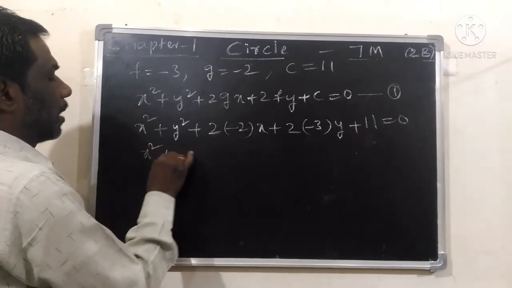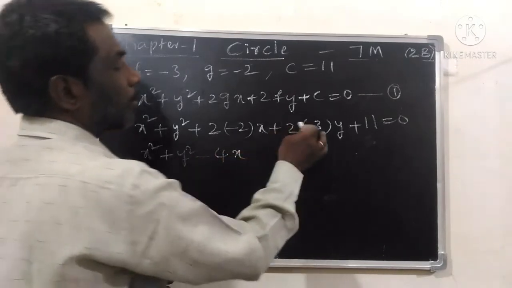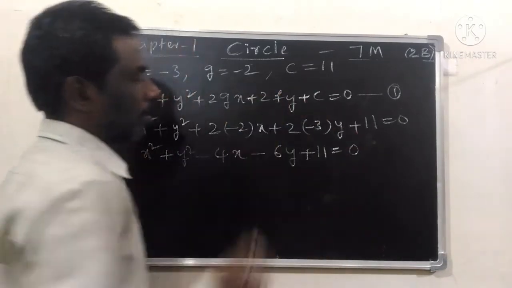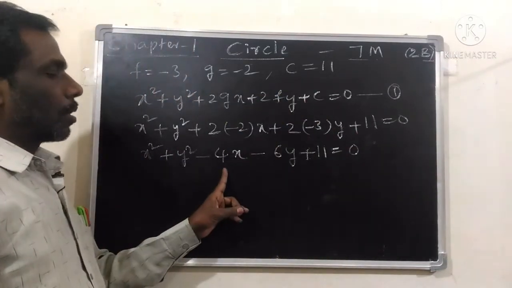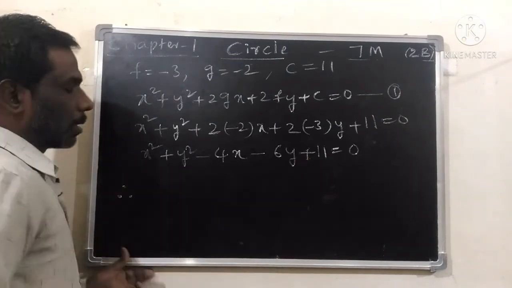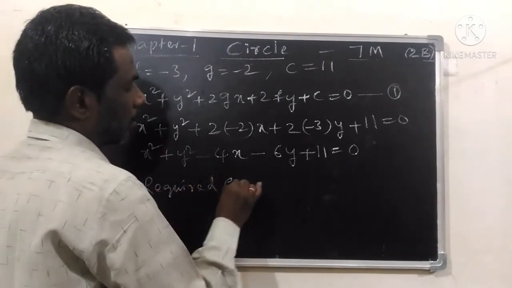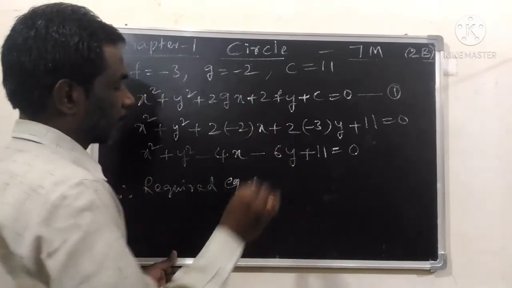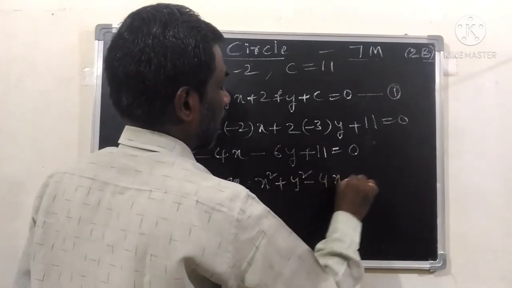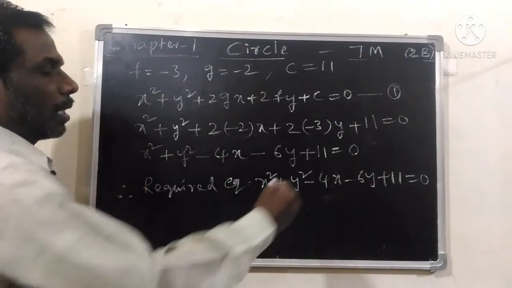x square plus y square, plus into minus minus, 2 2s are 4x, plus into minus minus, 2 3s are 6y, plus 11 equals 0. So this is now the required equation. Now we can conclude, therefore, the required equation is x square plus y square minus 4x minus 6y plus 11 equals 0. This is the answer.